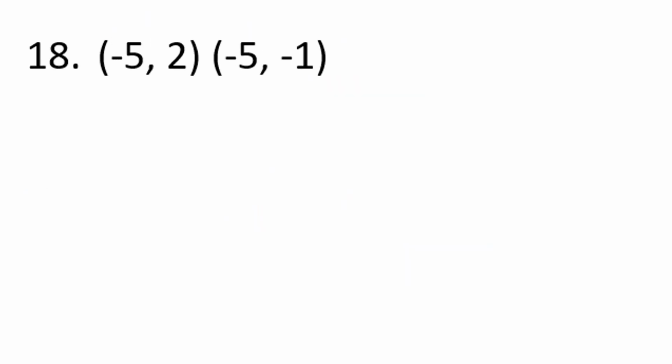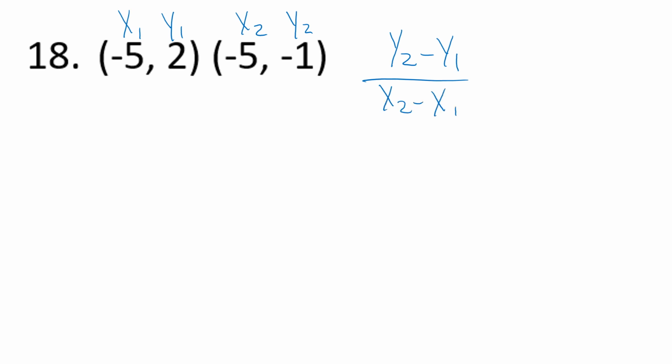Okay, number 18. Start out by labeling your ordered pairs. So first ordered pair is x1, y1. Your second ordered pair is x2, y2. Our slope formula is y2 minus y1 over x2 minus x1. That's the change in the y over the change in the x. So we would have our y2 is negative 1 minus our y1, which is 2. Our x2 is negative 5 minus our x1, which is negative 5.